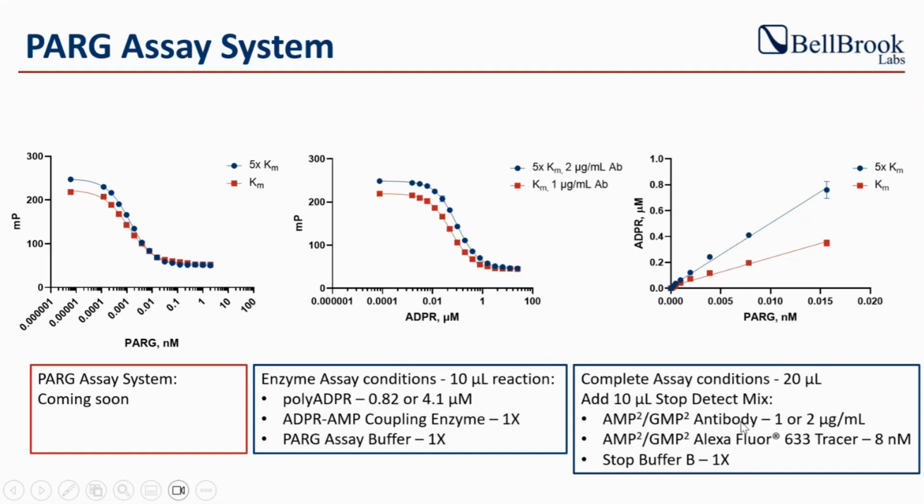So for the amount of antibody, as you can see, we can use 1 or 2 micrograms per ml here. Because when I use Km, I have less ADPR produced, so I want to make the assay a little more sensitive. That's why I choose a lower amount of antibody to tune my assay dynamic range to what I want, as I mentioned before. And with this particular example, I would go with about 6 picomolar of PARG for any screening or dose response curve.